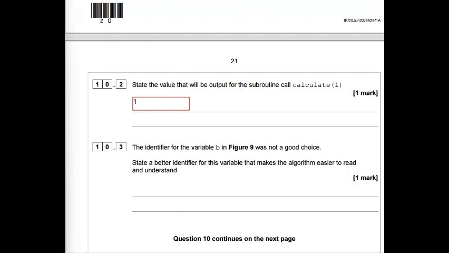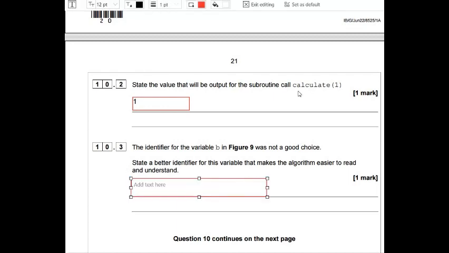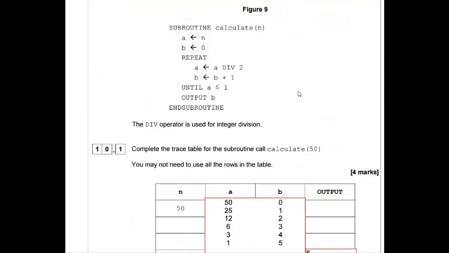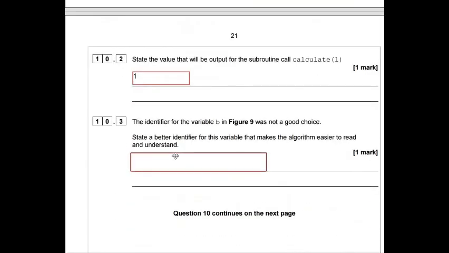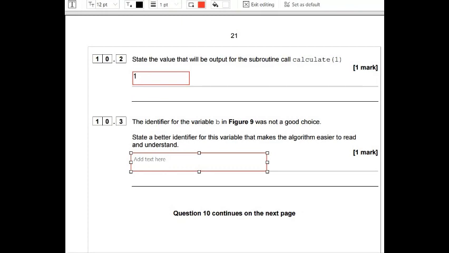And then on part 3, the identifier for variable B in figure 9 was not a good choice. So it's asking us to state a better identifier for this variable that makes the algorithm easier to read. If we remember variable B, it's just variable B. So what we could have done, we could have called that counter or total. But if it was me, knowing that it's increment, I would have counter, purely because you're counting how many times it's going to repeat.